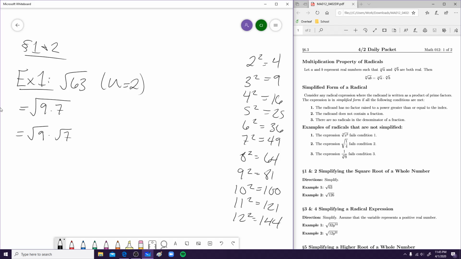So now let's continue with our example. Now let's solve. So what is the square root of 9? It is 3. Why? Because 3 squared is 9. And then the square root of 7, there is no perfect square that goes into 7. So therefore, this is our answer.